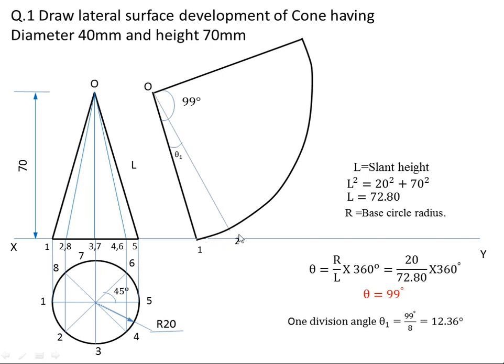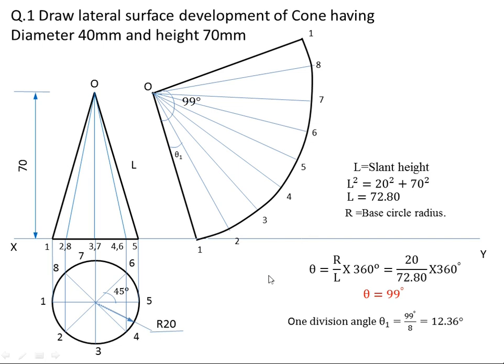mark here first, second. This is the first generator, second generator. Now take this distance in the compass and continuously cut 3, 4, 5, with this as a center. Here cut 6, with this as a center. Next 7, and with this as a center 8, and again this is 1. So we will get these 8 equal parts. So this is nothing but the development of the lateral surface of a cone.